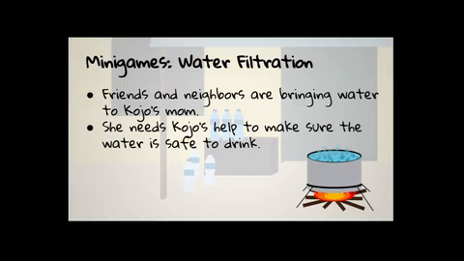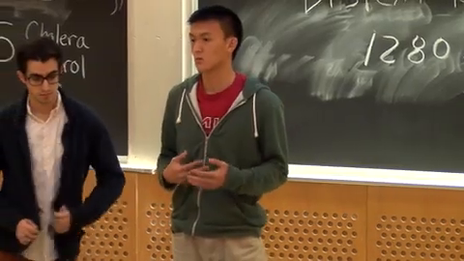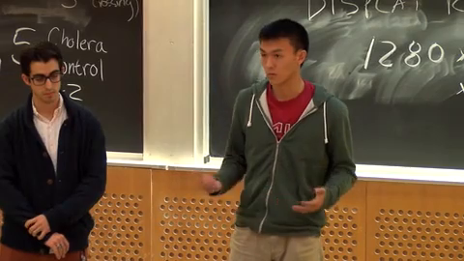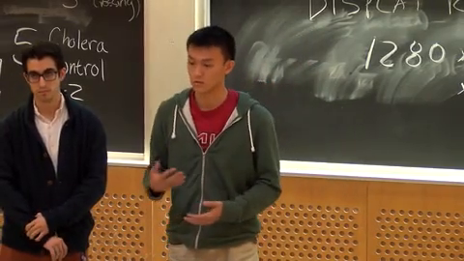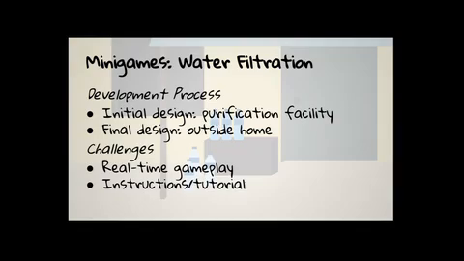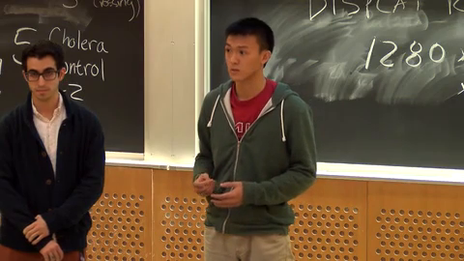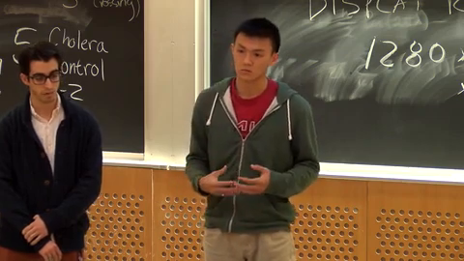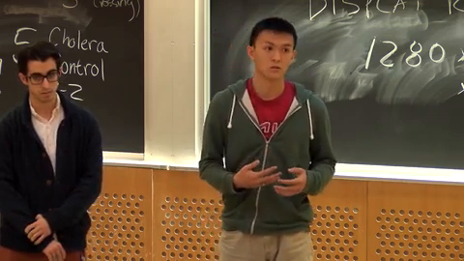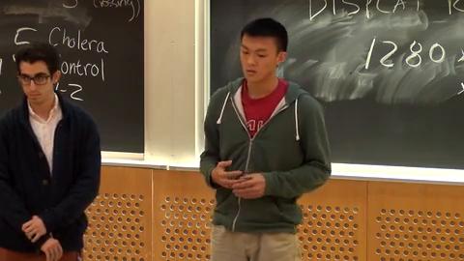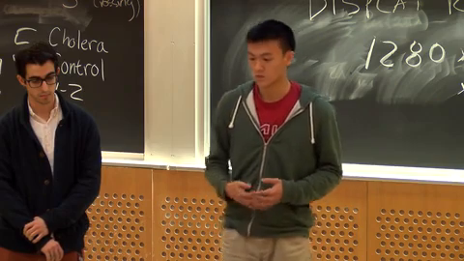So our first minigame was about water filtration, and the basis of the minigame is that friends and neighbors in the village are bringing water to Kojo's mom because they don't know whether it's safe to drink or not. So the goal of the game is to have the player decide whether each water source is safe to drink from. And along the process of developing that minigame, we had to actually iterate over the physical design of the minigame quite a bit, because our first idea, since it's water filtration, was to make it perhaps a facility. But we realized that wasn't relatable, it wasn't culturally relevant to all the kids who would be playing this game. So then our final design ended up being outside a home, as you can see in the background.